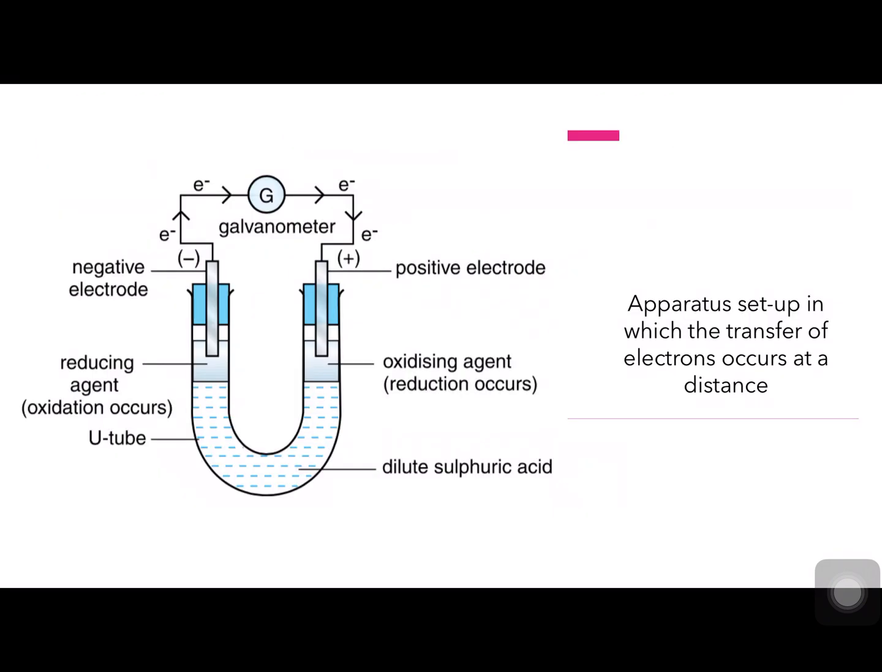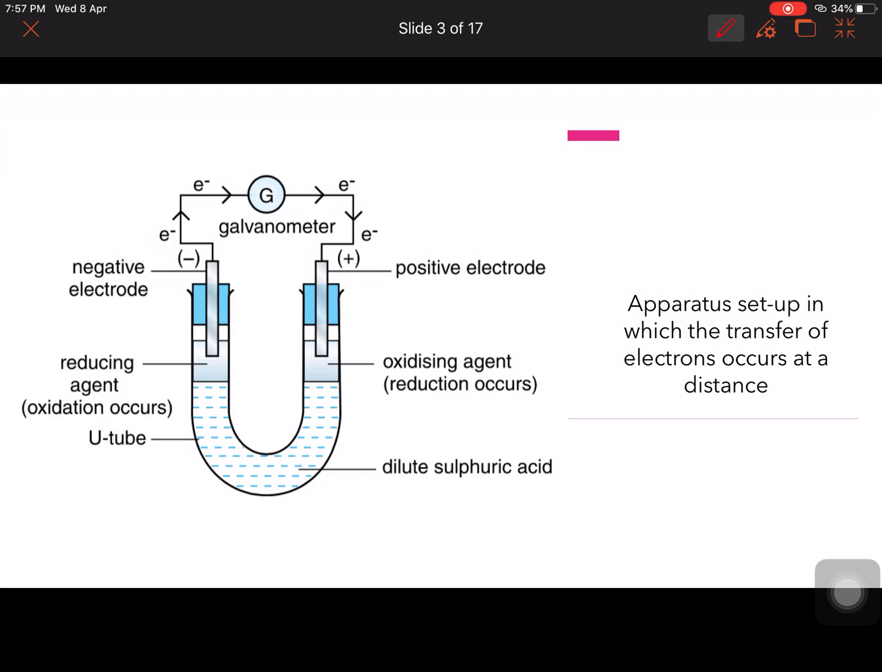What do we have here? We have reducing agent on one side and oxidizing agent on the other side. The reducing agent is the one that undergoes the oxidation process. Oxidation process refers to OIL RIG. You still remember OIL RIG?